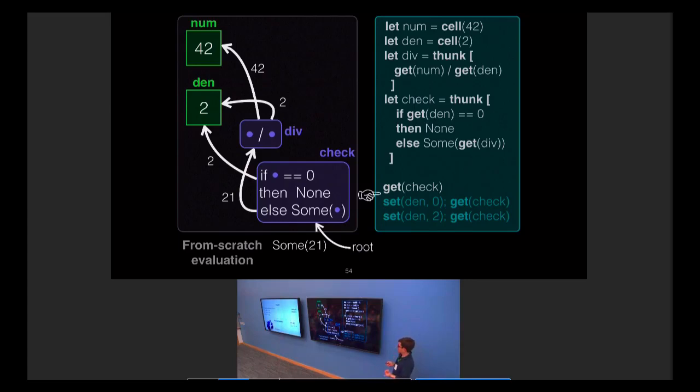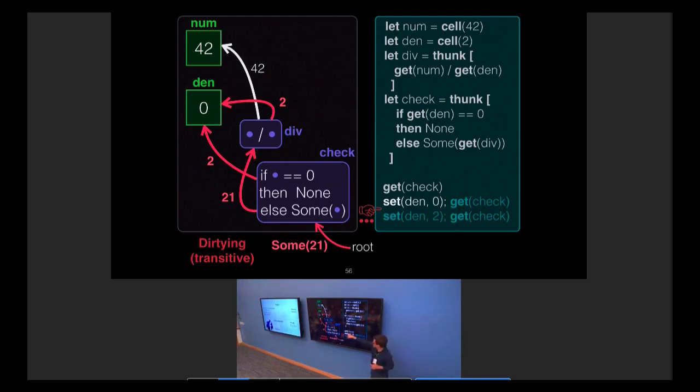And then after from scratch evaluation is over, I go and make a change. And in this simple scenario, I just maybe change the denominator to 0. And now you notice that 0 and 2, 2 on that edge there, are not the same value. That will become important in a second. And there's this dirtying algorithm that just goes and eagerly dirties all the transitive dependencies. It dirties the edges. Those are all potentially inconsistent, just the way that 2 is inconsistent with 0 for denominator. When I go and get the new, now I'm back to the mode where I want to see the new output.